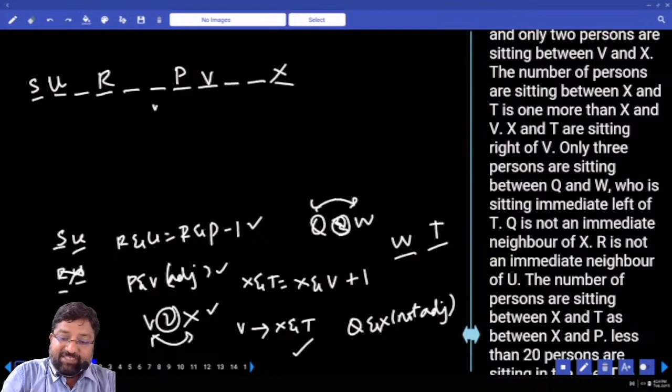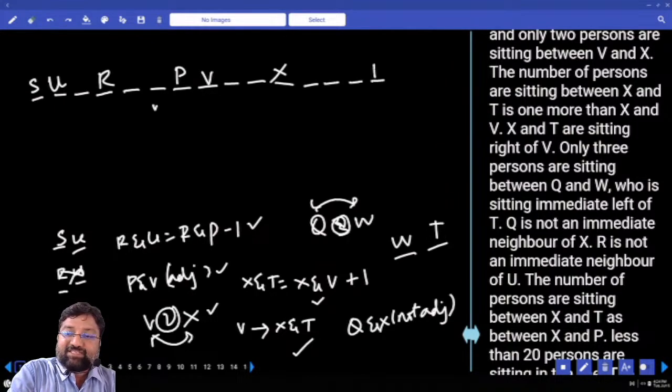Malla, next entity, X and V. Entamandi? 2 persons. X and V, 2 persons. After X and T, how many persons? 3 persons. X and T both are to the right side of V. So these two are also done.